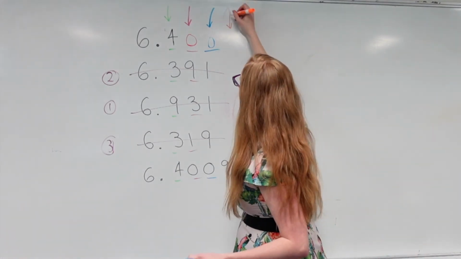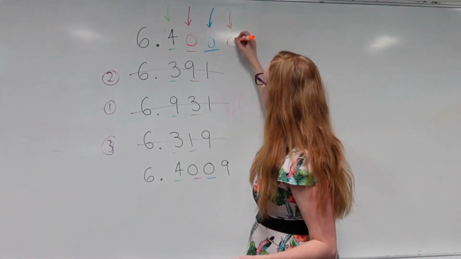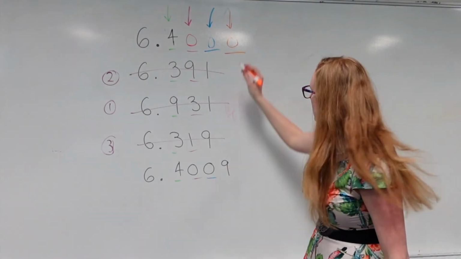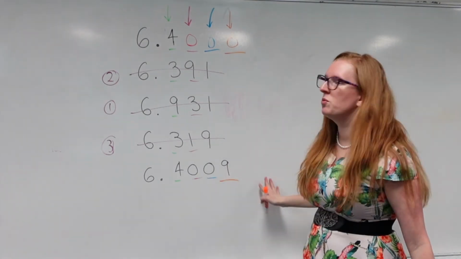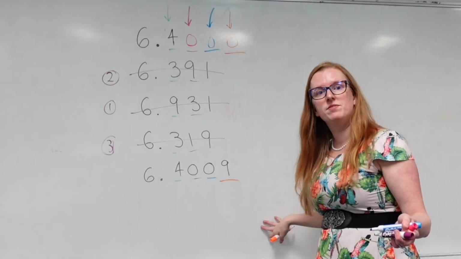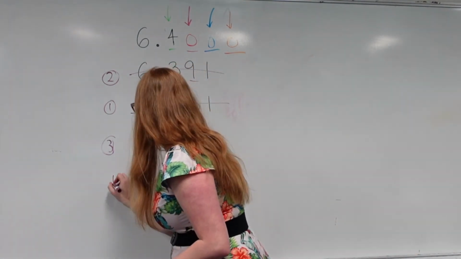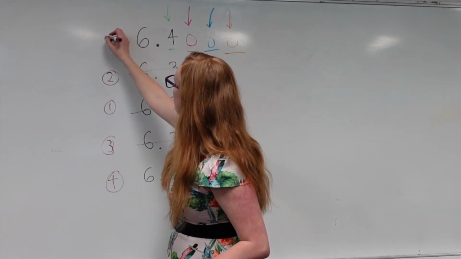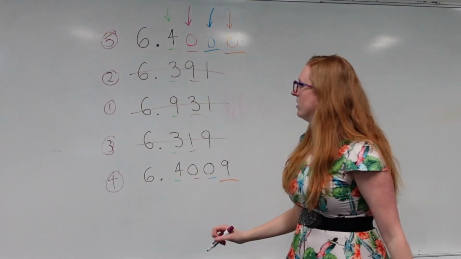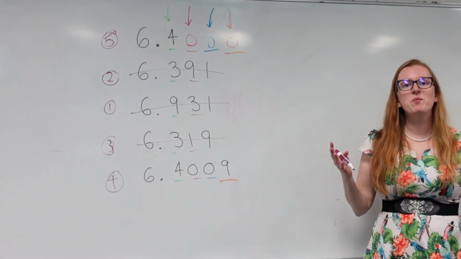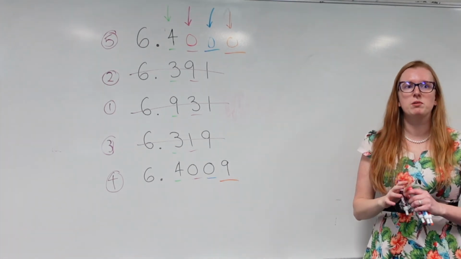So now I'm looking at this column. Again, this one doesn't have one, so I have to put a 0 there as a placeholder, but this one has a 9. So which is bigger, a 0 or a 9? It'll be the 9, so that makes that number my fourth biggest number, and then this is the fifth, or the smallest. Cool. So that's how we order numbers that have decimal places.